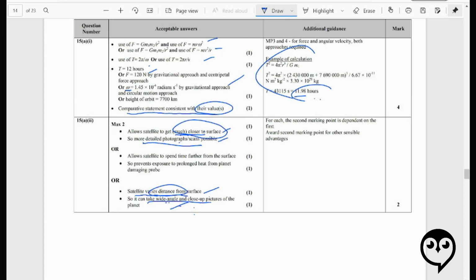Okay, and then one which I didn't really think about, but maybe some of you did. It allows the satellite to spend further time in space, because otherwise there is prolonged heat from the planet. Okay, and so that's interesting.